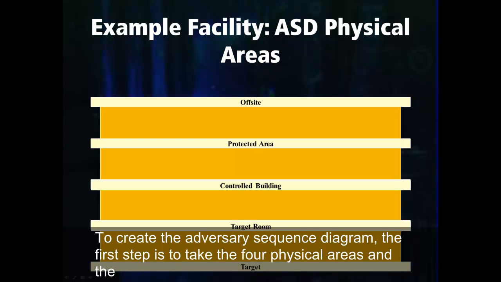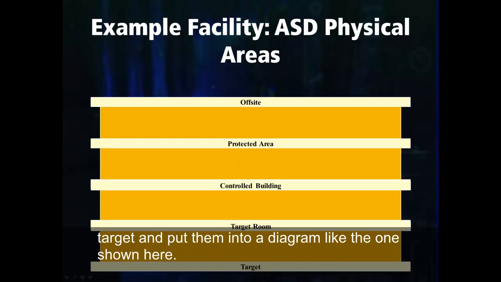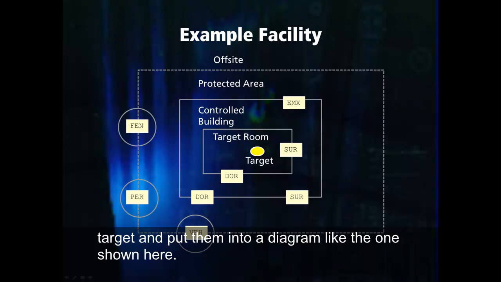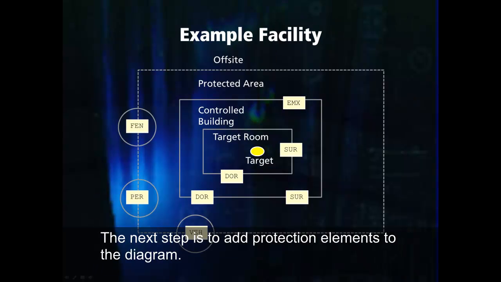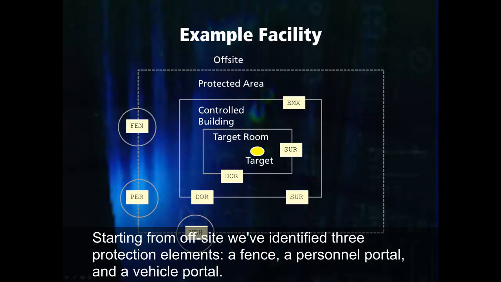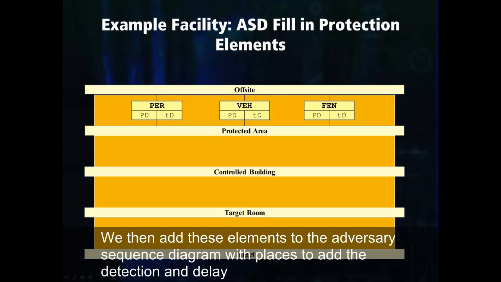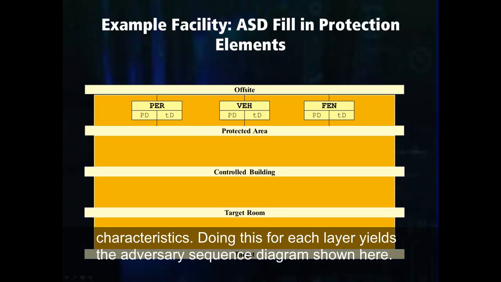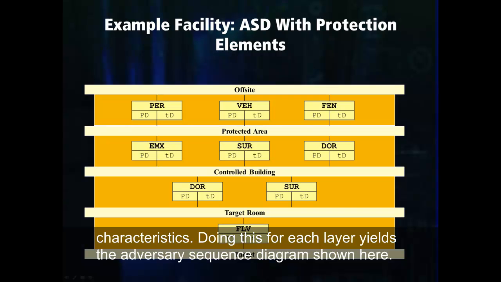To create the adversary sequence diagram, the first step is to take the 4 physical areas and the target and put them into a diagram like the one shown here. The next step is to add protection elements to the diagram. Starting from off-site, we have identified 3 protection elements: a fence, a personnel portal, and a vehicle portal. We then add these elements to the adversary sequence diagram with places to add their detection and delay characteristics. Doing this for each layer yields the adversary sequence diagram shown here.